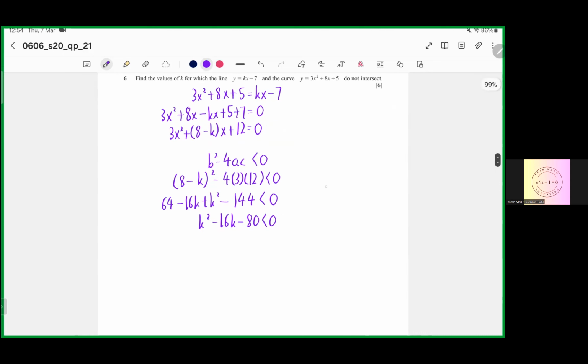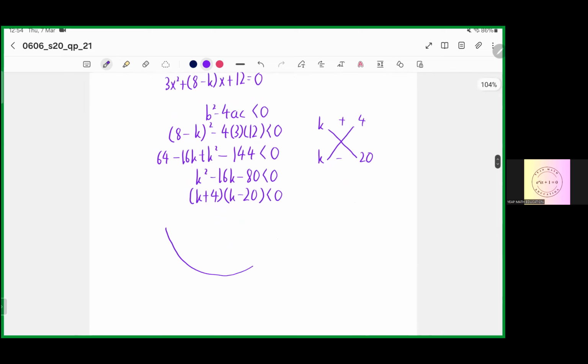Now we can factorize it. We get k plus 4, k minus 20 here. Now I draw the quadratic. Negative 4, 20. Because it says less than 0, right? So we just sketch it here. The answer is negative 4 less than k less than 20.